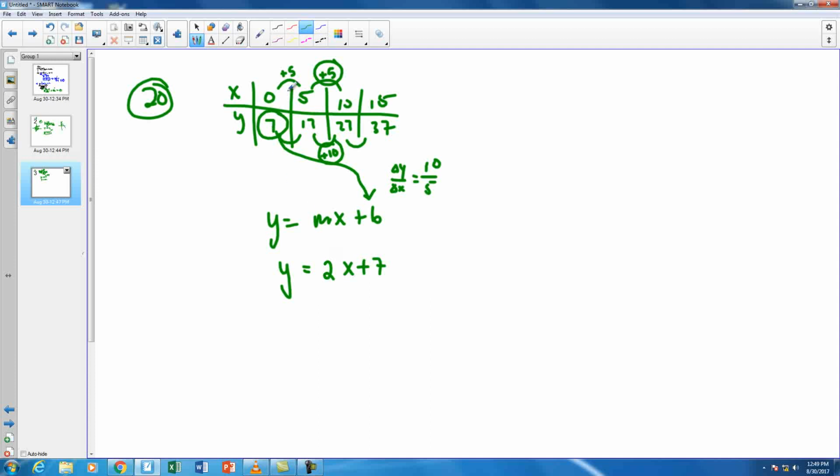The reason this happens is we're trying to figure out what is going to happen if I only move one space. If it moves 10 spaces in the y when I move 5, then one little space in the x should just be 2 in the y. Because if I did 5 of those, I would get to 10. All right, so that person who made the mistake, they put 10x instead of 2x because they just assumed that it was always the difference between the y's, which isn't true.